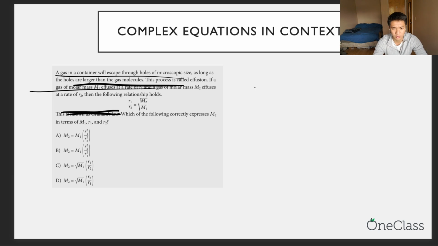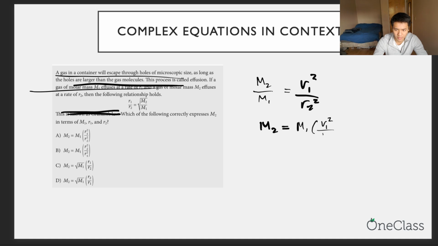What do we do? To get M2 by itself, we square both sides, so we get M2 over M1 is equal to R1 squared over R2 squared. We square root of both sides, and then we multiply by M1. So M2 is equal to M1 times R1 squared divided by R2 squared. And that should be our final answer. And so that's going to be answer choice A, and that's what we see being the correct answer.